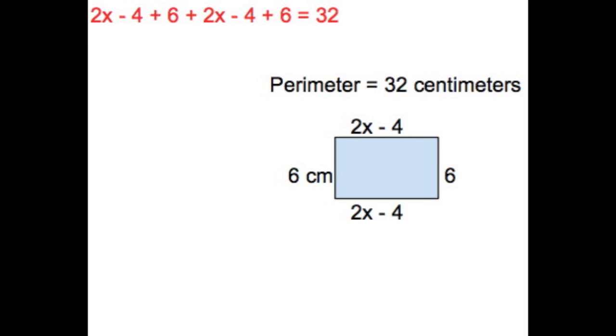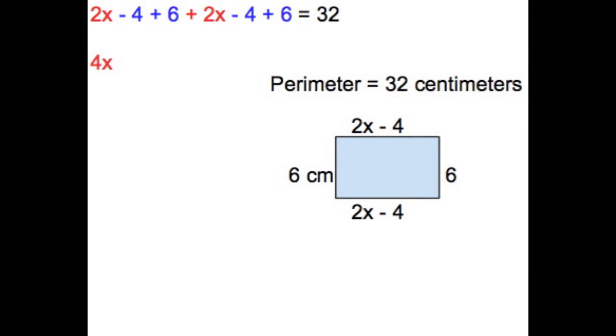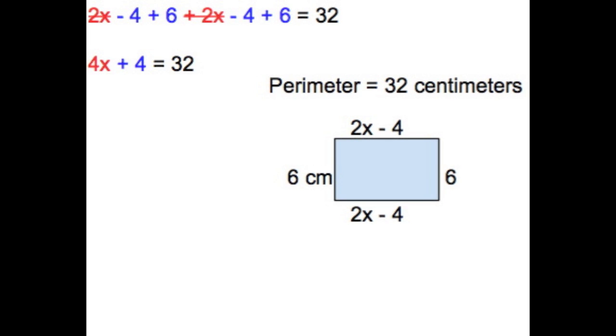Now we have an equation where we can determine x. We must simplify the left side of the equation by combining our like terms. The like terms are identified by colors. Combining our terms in red, 2x and a positive 2x make 4x. And our terms in blue, negative 4 and a positive 6, and a negative 4 and a positive 6, make a positive 4. So after simplifying the left side of the equation, we have 4x plus 4 equals 32.